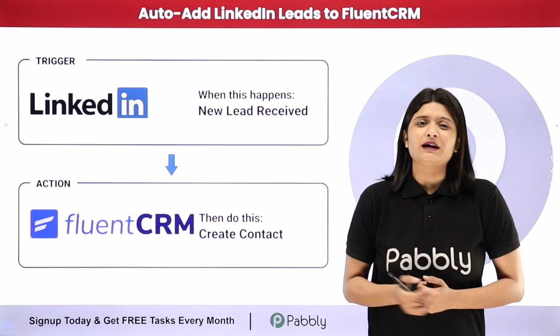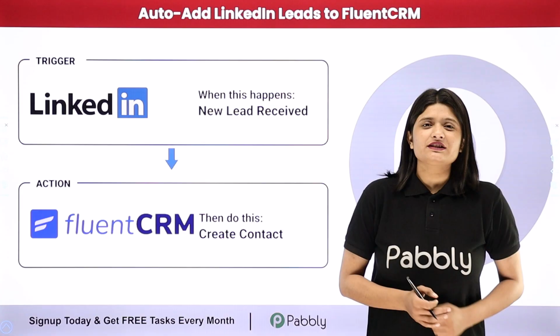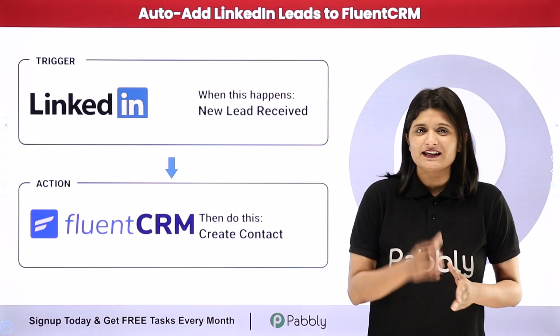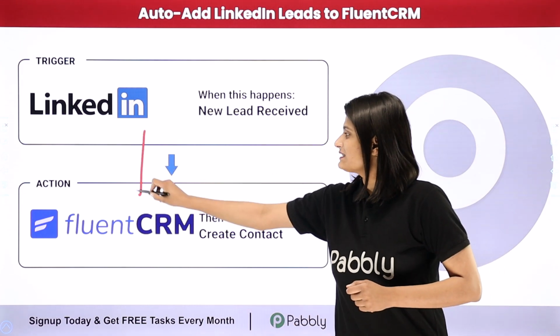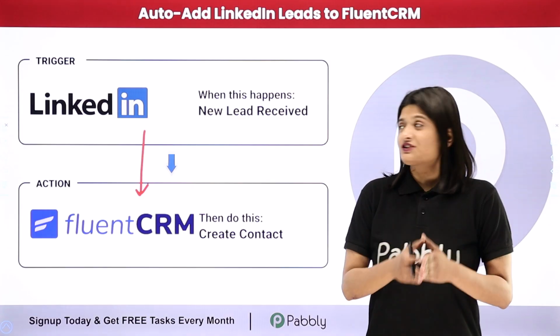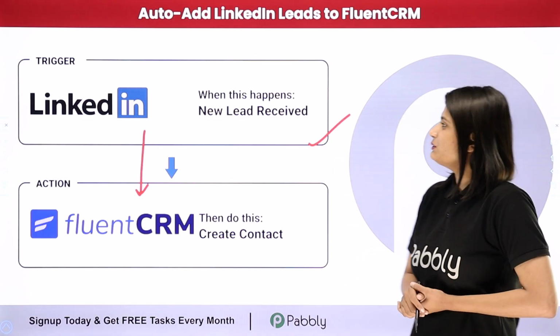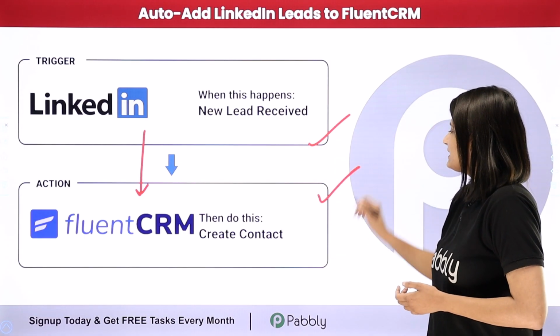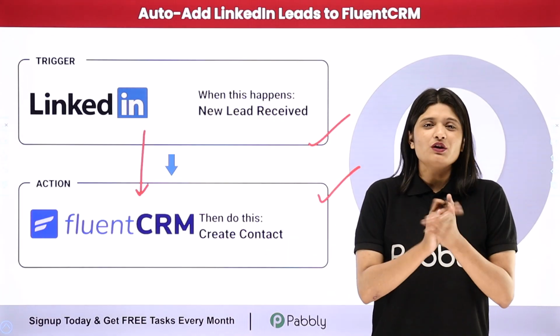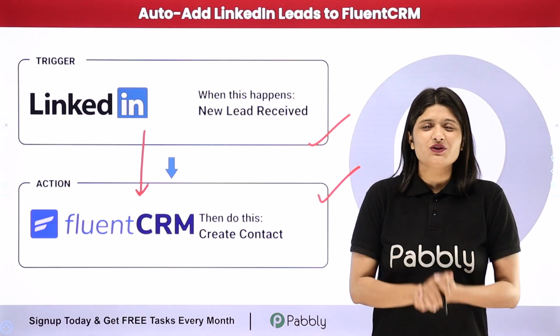entire process using Pabbly Connect. Pabbly Connect is an amazing automation and integration software which requires no coding or programming skills. Here I'll just build a connection between LinkedIn and FluentCRM. With the help of Pabbly Connect, I'm going to build this connection in such a manner that whenever I receive a new lead from LinkedIn, I'm automatically and instantly going to create this as a contact in my FluentCRM. Now, if you want to learn the step-by-step process, then let me take you all to my screen.